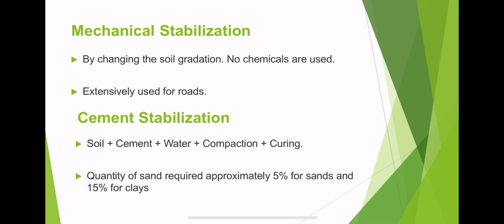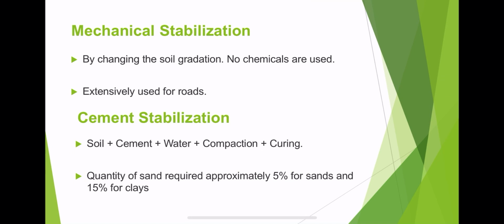What are the different types of stabilization? First one, mechanical stabilization. Mechanical stabilization is done by changing the soil gradation, by improving the soil from soft soil to hard soil. As we compact the soil, its gradation will be improved. Here we do not use any chemicals for mechanical stabilization. Mainly this is used for roads. Why? Because whenever we construct roads, we roll the rollers continuously to reduce the voids and porosity.